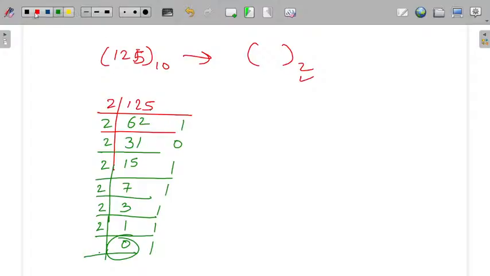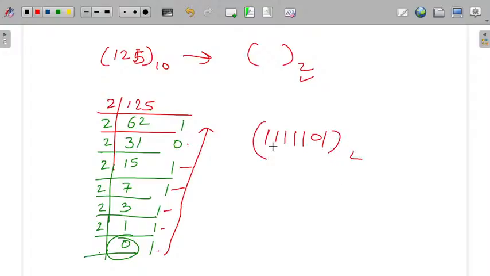After doing all this, whatever remainders come, we have to write them in the inverse way, from the bottom to the top. So the bottom one is 1, then 1, then 1, then 1, 1, 1, then 0, and here 1. So the binary number will be 1111101. This is the binary number after conversion of the decimal number 125.